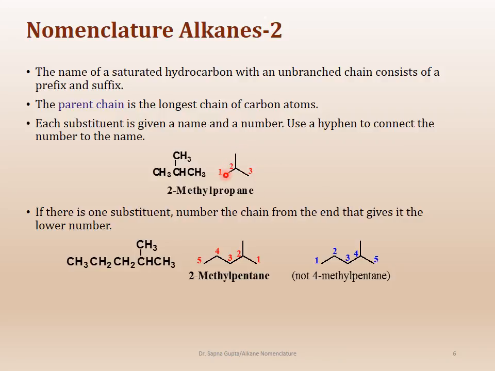So the longest chain is 1, 2, 3. It could also be 1, 2, 3, or it could be 1, 2, 3. So no matter from where you count, it's still 3 carbons. So let's just take it the horizontal way. 1, 2, 3. On the second carbon, you have a methyl group coming out. So it becomes 2-methylpropane. Now note, there is no space between methyl and propane. There is a dash between 2 and the alphabet, but no space between methyl and propane.